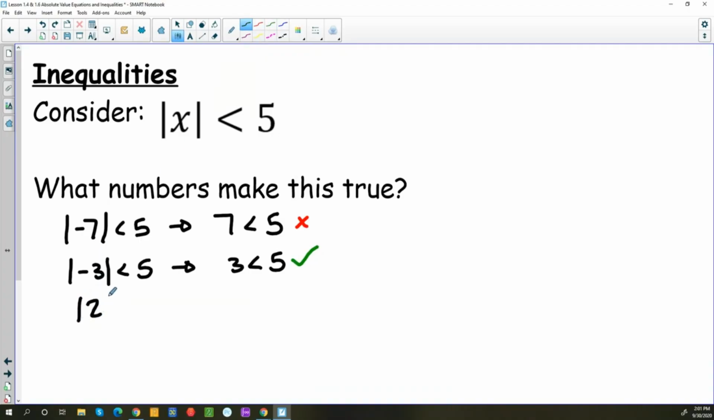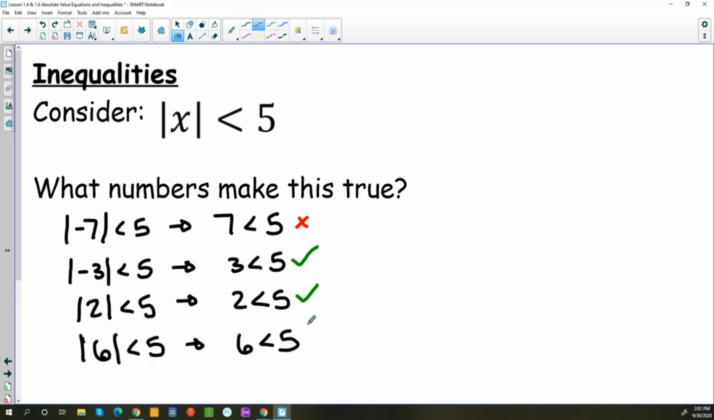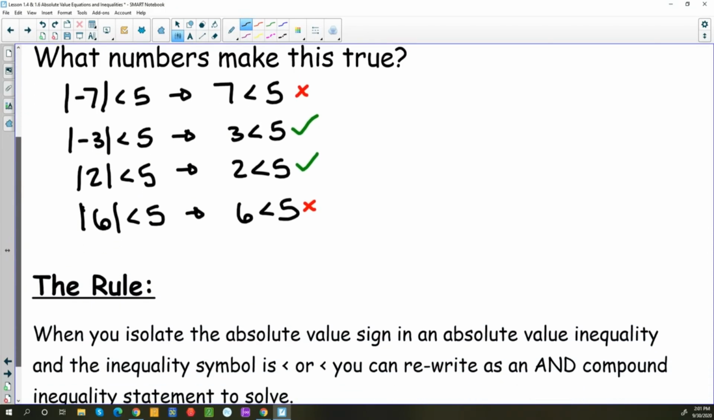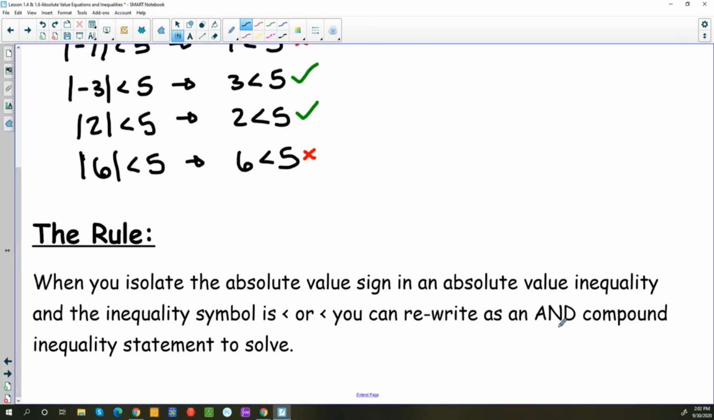Then we did absolute value of 2. Is 2 less than 5? Yes. And then we checked 6. Is 6 less than 5? Nope. So what happens with this one is this situation is an and compound versus an or. So when you're dealing with less than or less than or equal to, you can rewrite it as an and compound inequality.